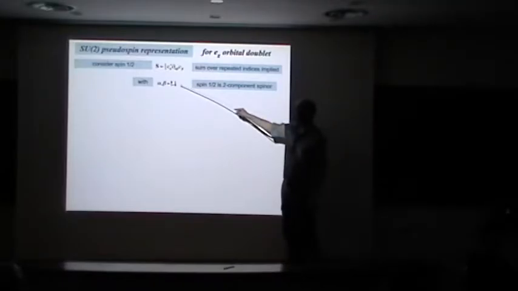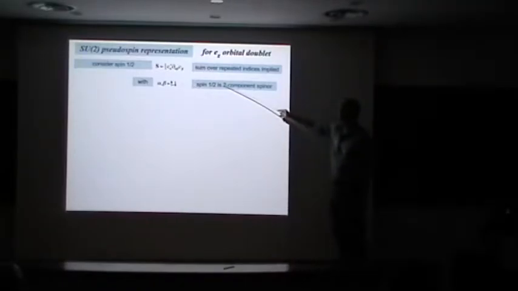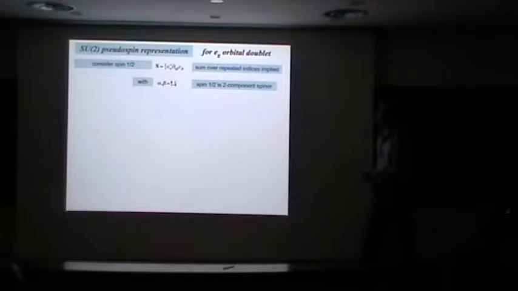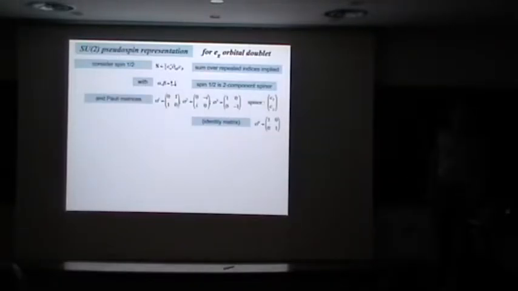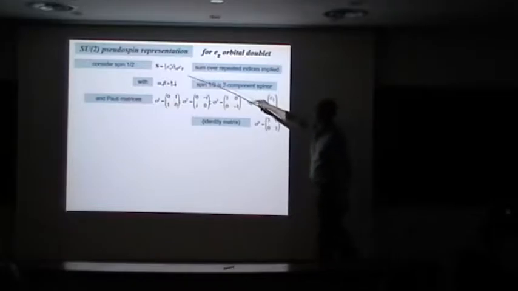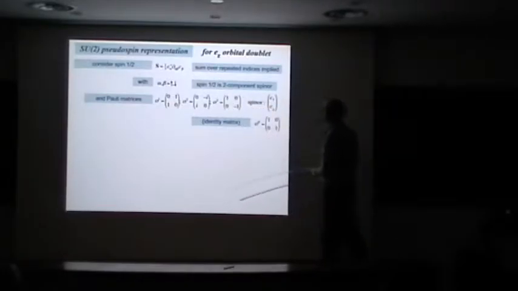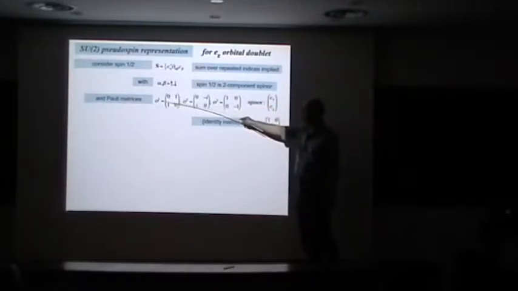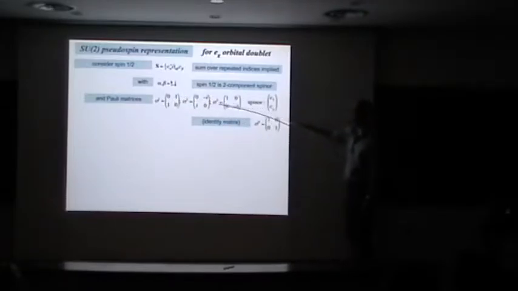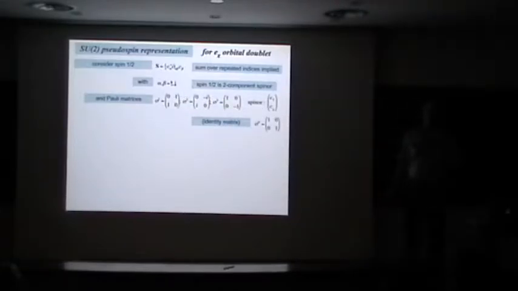Let's try. Okay. So this index alpha beta is up or down, and this spin 1/2 is therefore a 2-component spinor. Okay. There are of course the Pauli matrices. I've labeled them with sigma 1, sigma 2, and sigma 3, and not with x, y, and z, because I have already used x, y, and z to talk about these orbitals.